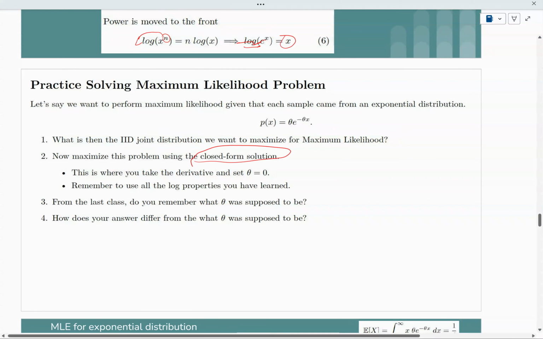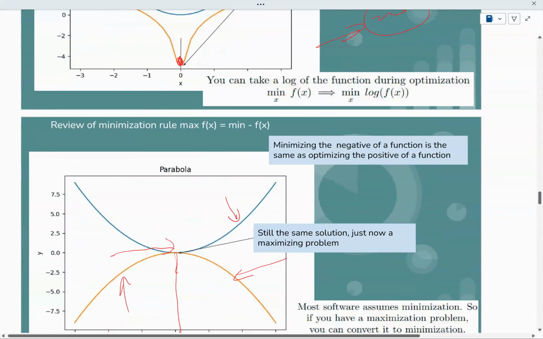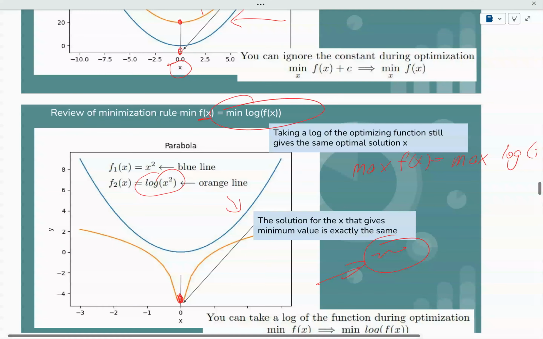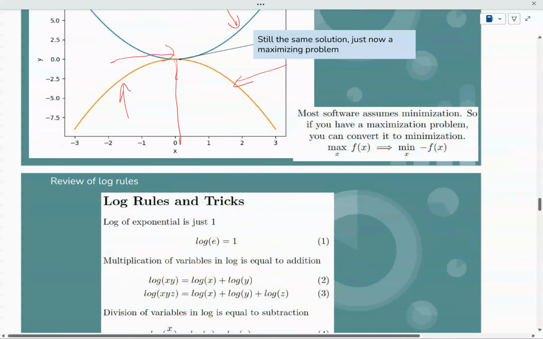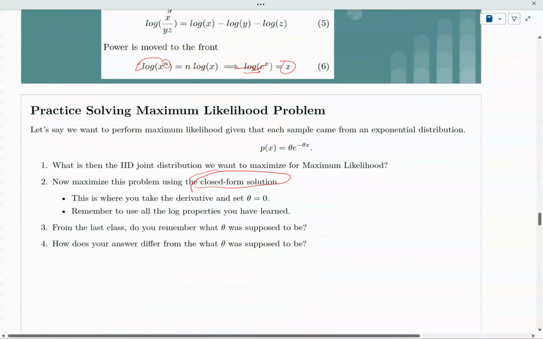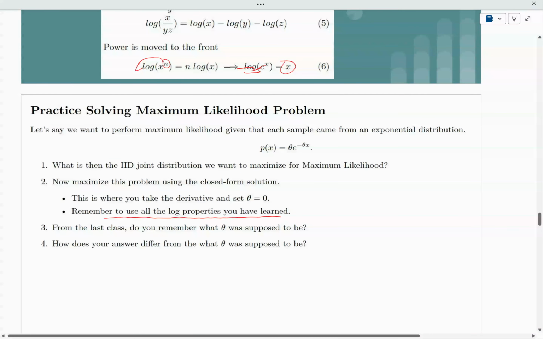See if you could use all these tricks. Specifically, use the log trick. You want to make sure you use the log trick. The log trick will make your life easier. Use these tricks to simplify the problem and essentially find a closed form solution. You can find it. And this is where you take the derivative and set it to 0. And when you do this, remember to use all the log properties you have learned.